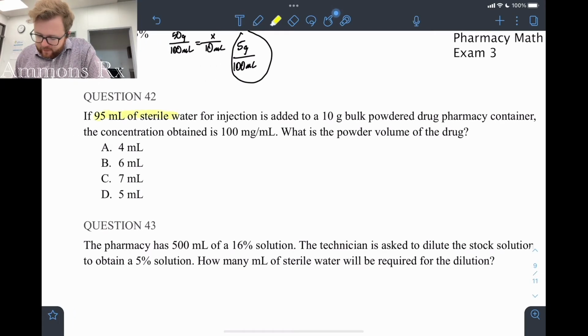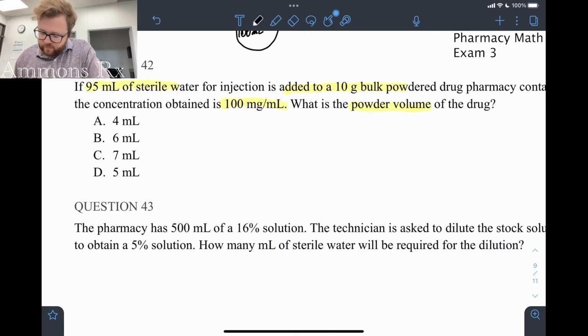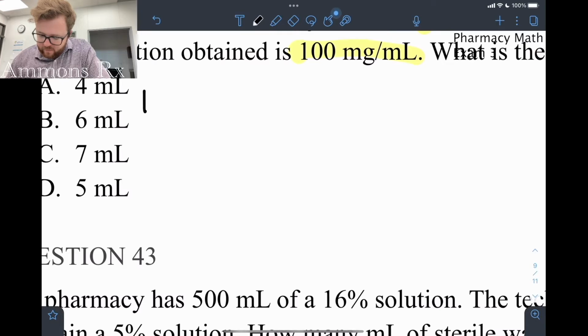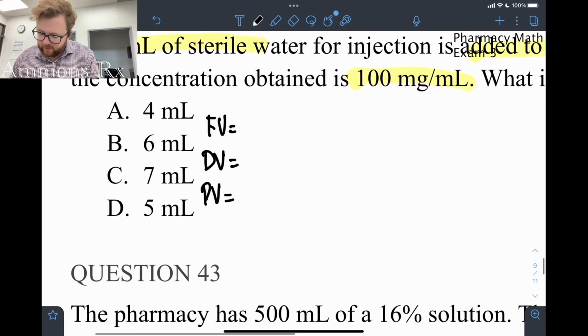95 mils of sterile water is added to 10-gram bulk powder drug. Concentration 100 mg per mil. We're looking for powder volume. Okay, let's look for those numbers. 95 mils of sterile water. That is our DV.